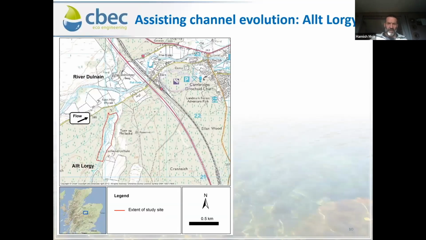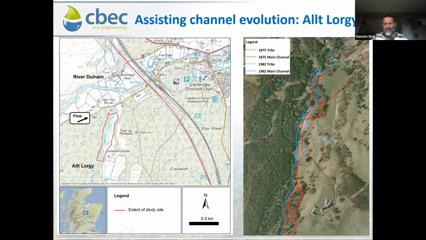So that photograph was taken at this bridge here looking upstream on the Dullin, and here's the Altlorgie coming in, joining the Dullin just upstream, and this is the study site here. Now, historically, there's old maps here from 1875 and 1982. The river had a naturally dynamic, multi-threaded character. This is what we call the reference state. This is the state of the river we're trying to return it to.